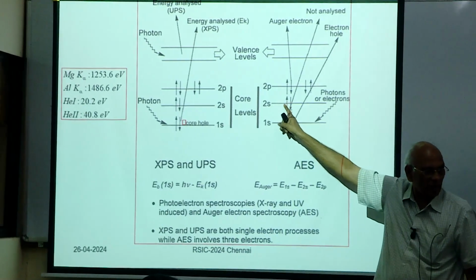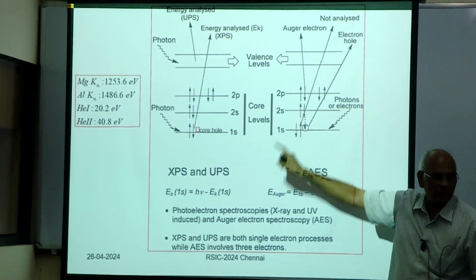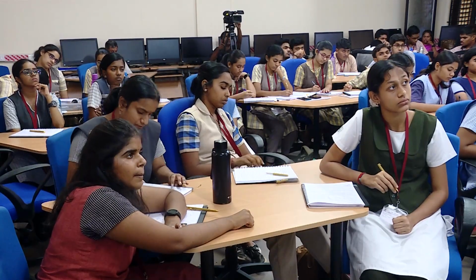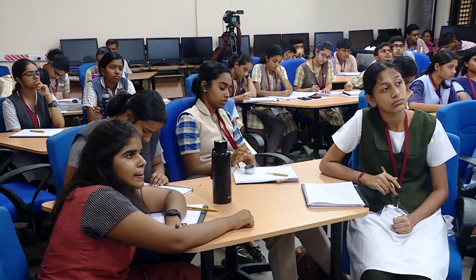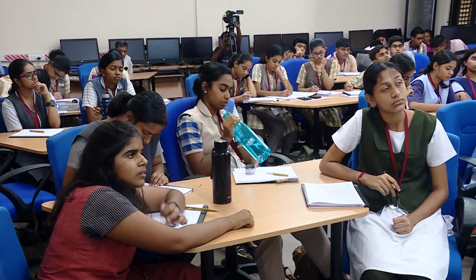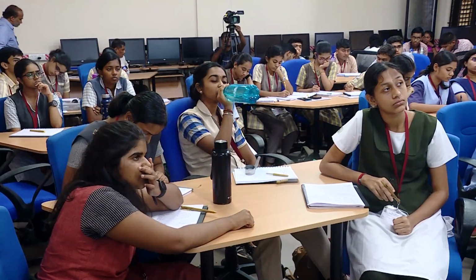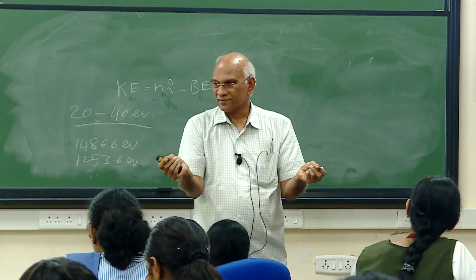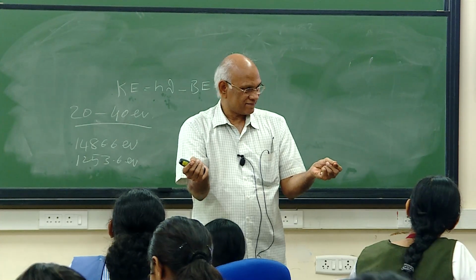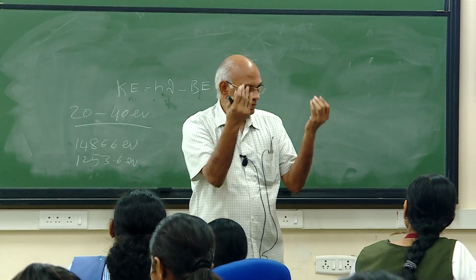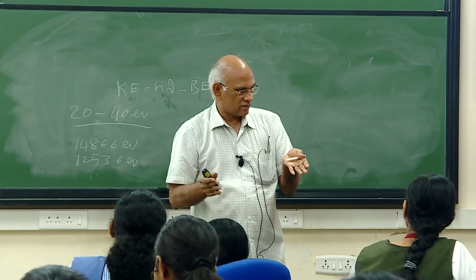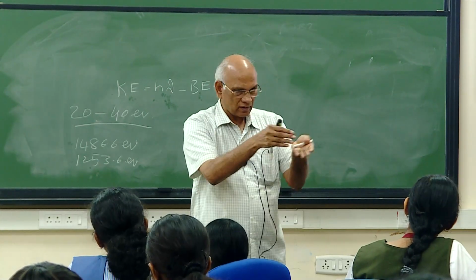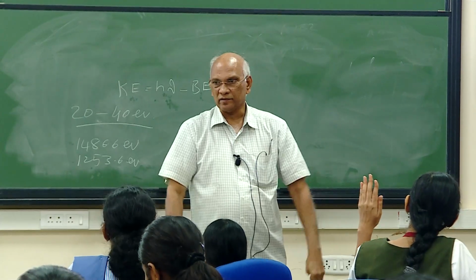Two electrons are released. But remember, this process is very fast. It's about 10 to the minus 15 seconds. Very fast. And it gets neutralized because this is a conducting sample. Immediately it gets neutralized. Otherwise, the sample will become charged. You will have a charge on that. So your spectrum will get distorted. So it has to be a conducting sample, or otherwise you have to find a way to neutralize the surface charge that is developed on the surface.